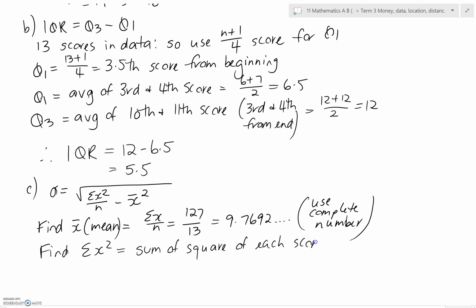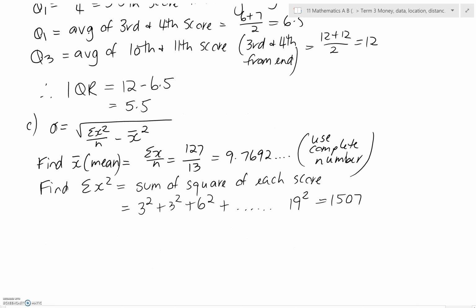What that looks like is, for example, 3 squared plus 3 squared plus 6 squared plus all the way up to 19 squared. So each score is going to be squared and then added together, which is going to give us a value, 1507. The other value we need for our standard deviation is n, which we know is 13. So now we've got everything to do that.